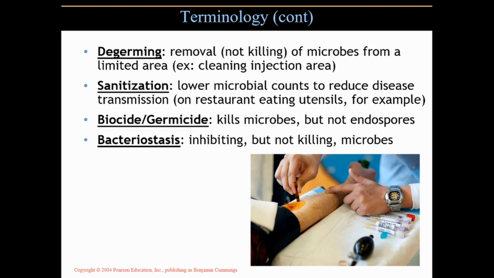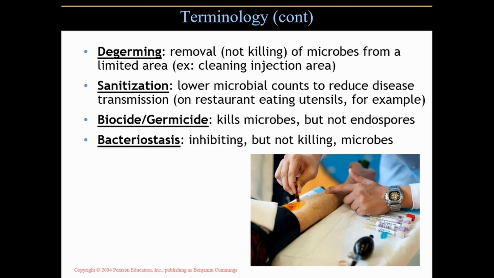A biocide or a germicide, they kill microbes, but they're not capable of killing endospores. Endospores are really tough to kill, especially using some kind of a chemical compound, because chemicals can't penetrate the thick, unusual cell wall that the endospores form around themselves. And so the endospores actually can survive a number of chemical compounds that we would classify as a biocide or a germicide. So these are killing agents, killing chemicals, but not usually capable of killing endospores.